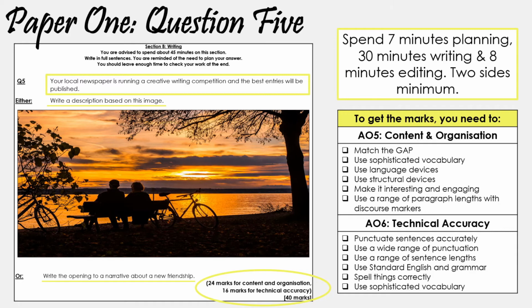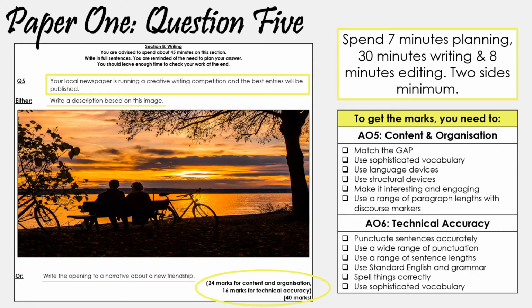And a range of paragraphs of varying lengths. Long paragraphs, one-word paragraphs, and everything in between. Also include some discourse markers to improve the flow of your writing too. And then we've got assessment objective 6, also known as technical accuracy, and there are 16 marks available for this. First, you get marks for punctuating sentences accurately, so ending questions with question marks, using apostrophes in the right place, that sort of thing. For a wide range of punctuation, you want to aim for between 6 and 8 different pieces of punctuation.